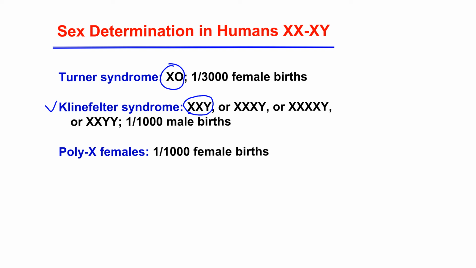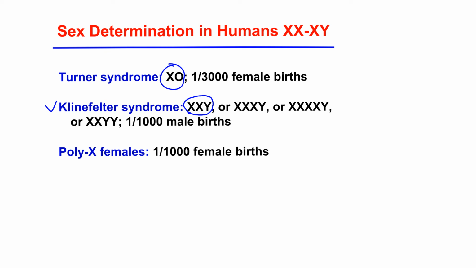Also, Klinefelter males usually have small testes and reduced facial and pubic hair, so secondary sex features are not developed properly, and they are usually sterile. They have normal intelligence and they function normally as a male otherwise.